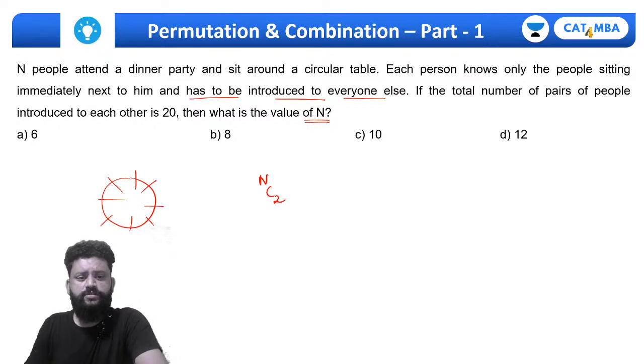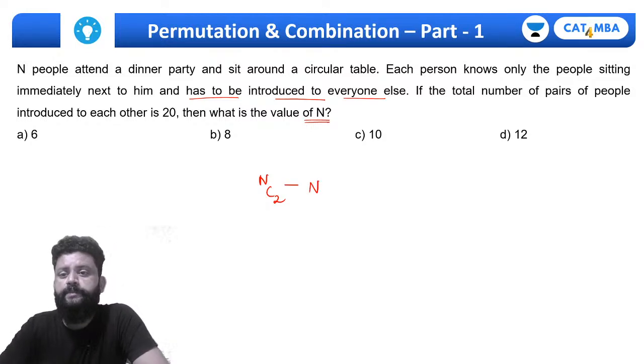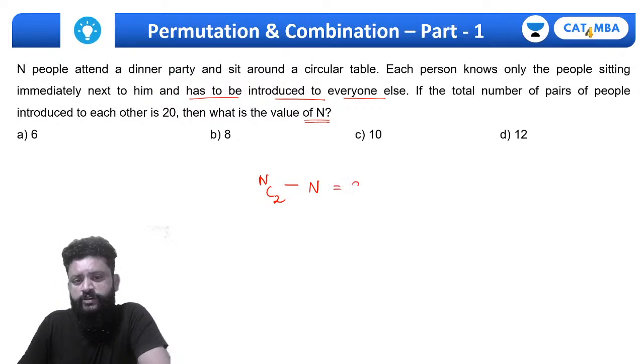If there are 8 persons or 6 persons, let's say, these two know, these two know, these two know, these two know, these two know. The number of adjacent pairs will be equal to the number of persons. So if n persons are sitting around a circular table, there must be n immediate pairs, right? Immediately next to each other, there will be n such pairs. nC2 minus n has to be equal to 20.